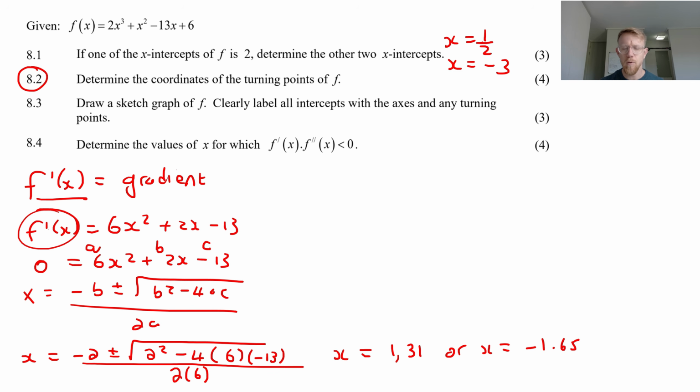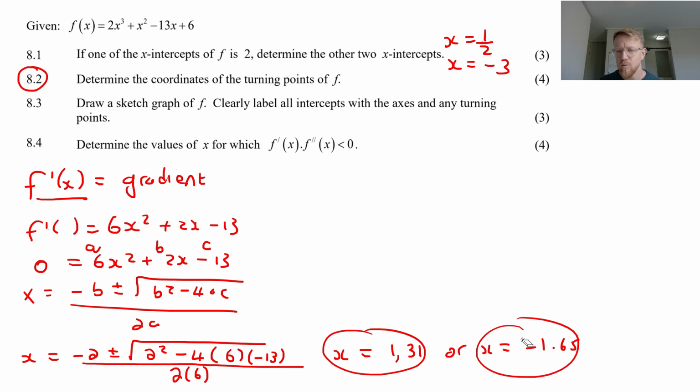Now we need to go find the y values. So to find y values on a graph, you don't plug it back into this equation. You plug it into the original, because that gives you y values. This gives you gradient, and we're not looking for the gradient anymore. Now we need to find the y values for these ones over here. So you're just going to go plug each of those in.